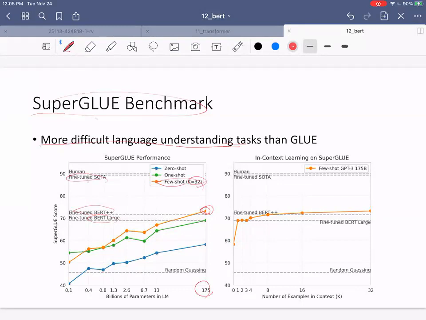And as you increase the number of samples given to the model as context in few shot mode, you can give one example, two examples, three examples, all the way to 32 examples. And you can see that as soon as it sees 8 examples, it is already outperforming fine-tuned BERT. Between 8 examples and 32 examples, the performance difference is not that significant. It's marginal.